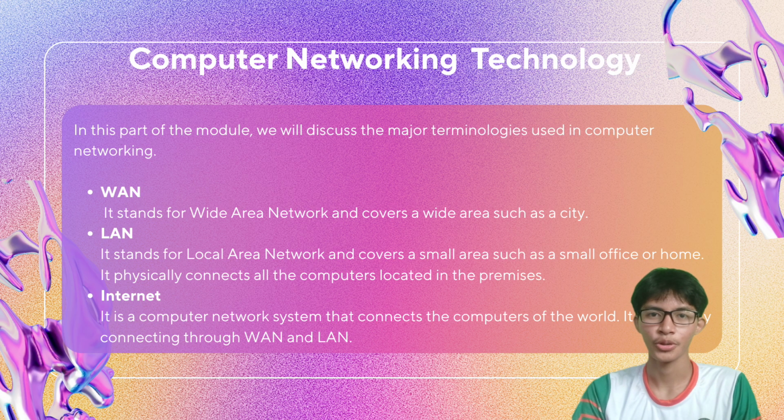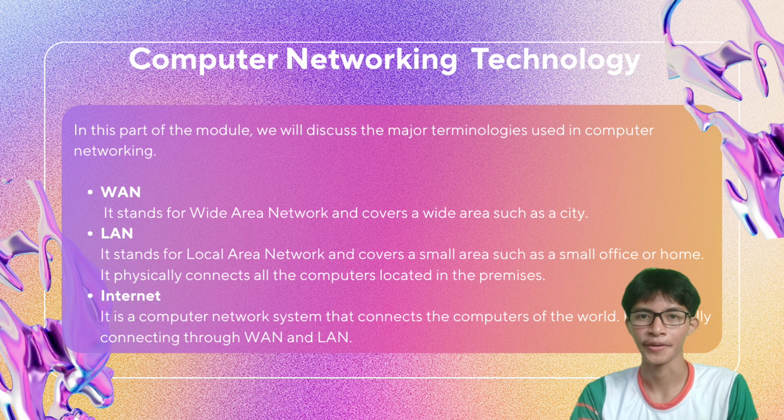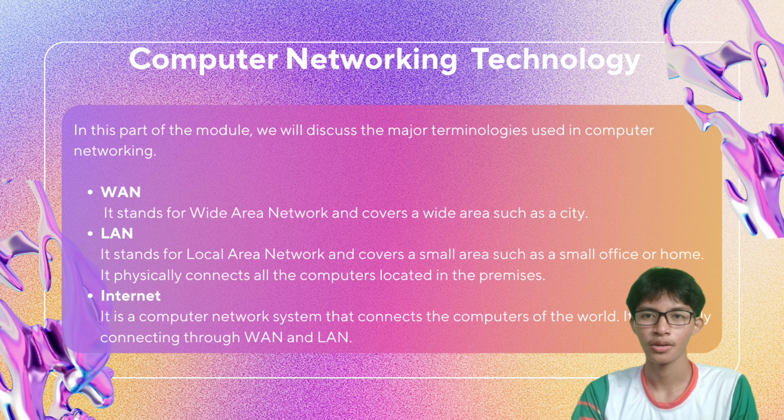So let's move on to computer networking technology. In this part of the module, we will discuss the major terminologies used in computer networking. So first, we have the WAN. It stands for Wide Area Network and covers a wide area such as a city. And the second one is LAN. It stands for Local Area Network and covers a small area such as a small office or home. It physically connects all the computers located in their premises.